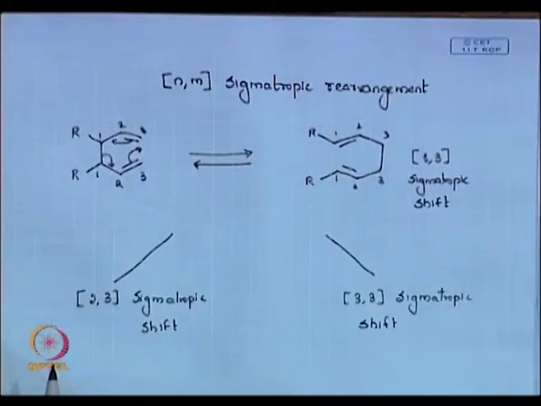So, what did you study in 3 comma 3? In 3 comma 3 you have a lot of reactions, right? What are they? Cope, Claisen. In Claisen there are a lot of modifications. Then in sigmatropic 2 comma 3 you have Wittig, Stevens, Sommelet-Hauser, right. So, all these reactions we will cover. Fine. So, we will start with 2 comma 3 sigmatropic shift.